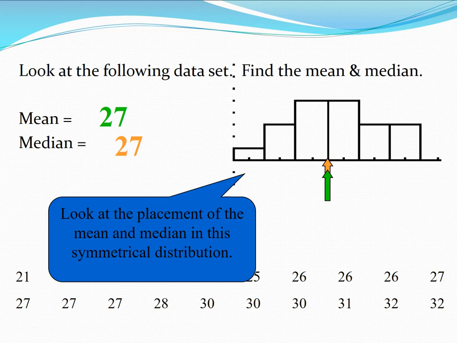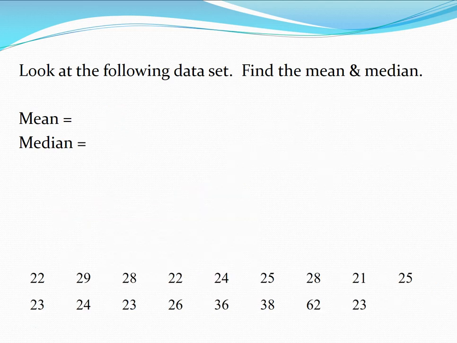Look at the placement of the mean and the median. They're the same, right? They're right in the middle. This is a characteristic of a symmetrical distribution. When you have a symmetrical distribution, the mean and the median are going to be right in the center.